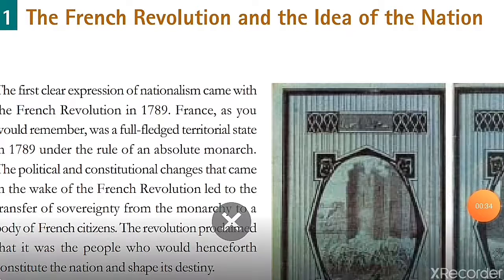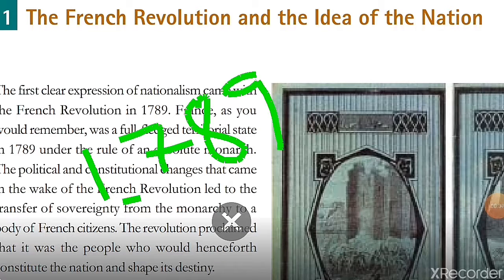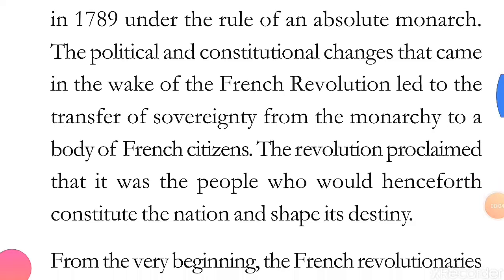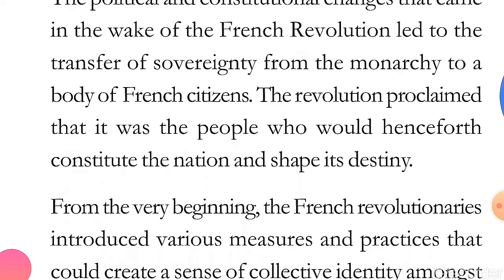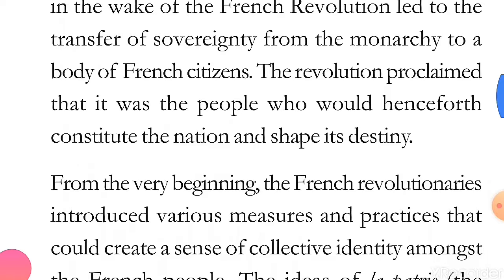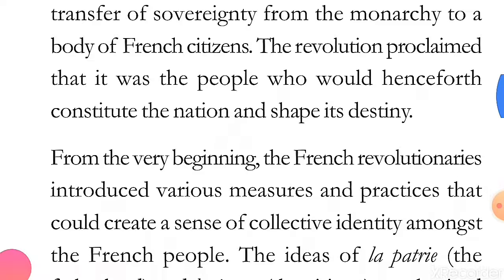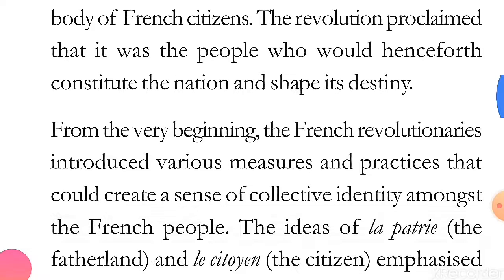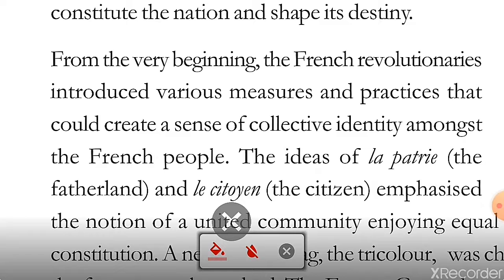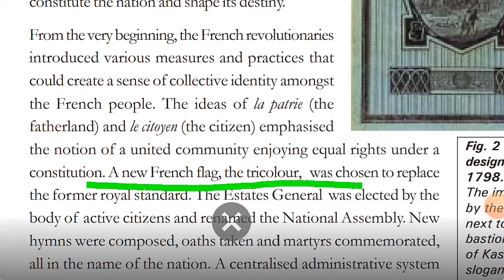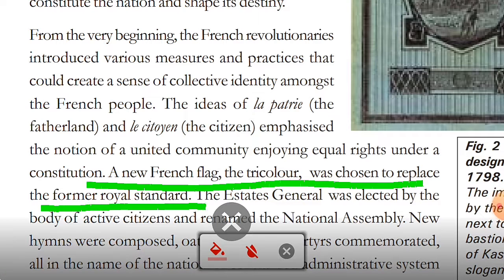In 1789, nationalism came with the French Revolution. The political and constitutional changes led to the transfer of sovereignty from the monarchy to a body of French citizens. Various measures and practices were introduced, such as the idea of the fatherland and citizens. Fatherland you will call la patrie and citizens les citoyens. A new French flag, the tricolour, was chosen to replace the former royal standard flag.